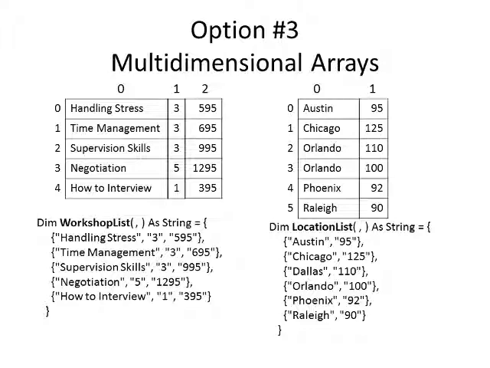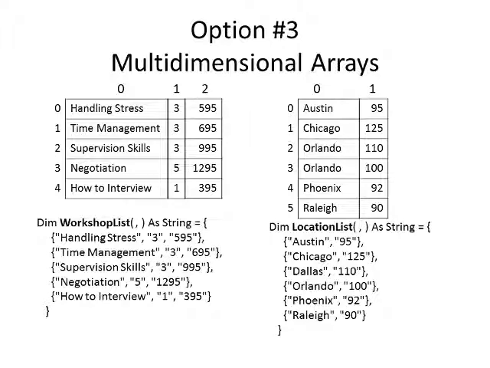How about working with a multi-dimensioned array? If I have a multi-dimensioned array, then handling stress, the number of days, and the price are all grouped together. Time management, the days, and the price are all grouped together. Same for each workshop. Now, the nice thing about this is if I add another workshop, I just enter another line. If I delete a workshop, all the information for that workshop is still contained on the same line. Looking at multi-dimensioned arrays, we're almost getting into the position of working with a database.